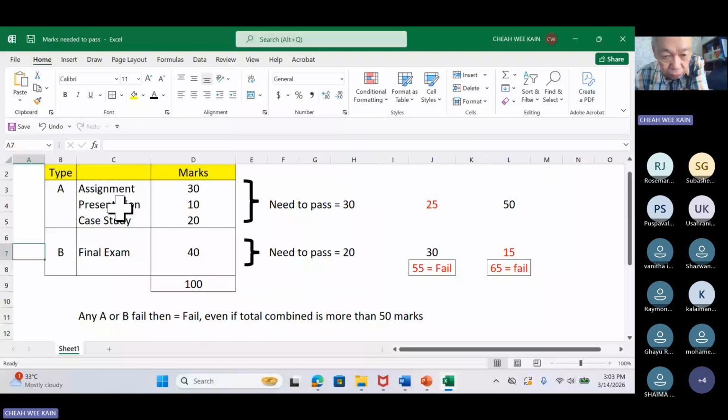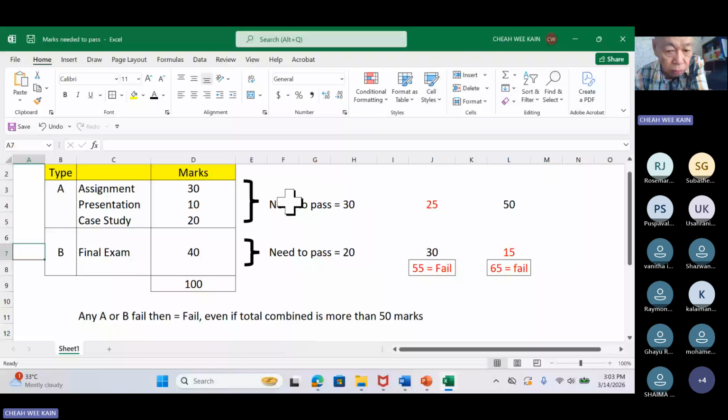So let's look at the marks. What the standard has said is that out of 60 marks for coursework, you need to pass 30. And for the final exam, you need to pass 20 out of 40. In other words, if you only do well in one and do nothing in the other, you fail, because if either A or B fails, then you fail, even if the total combined is more than 50.